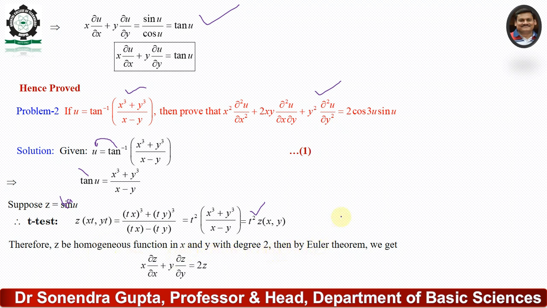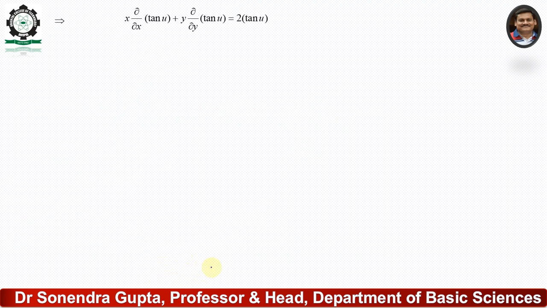Then by Euler's theorem we get x del z upon del x plus y del z upon del y equals 2z. Now putting the value of z, which is tan u, we get x del/del x of tan u plus y del/del y of tan u equals 2 tan u. Now what is the differential of tan u? Sec square u. So sec square u x del u upon del x plus sec square u y del u upon del y equals 2 tan u.